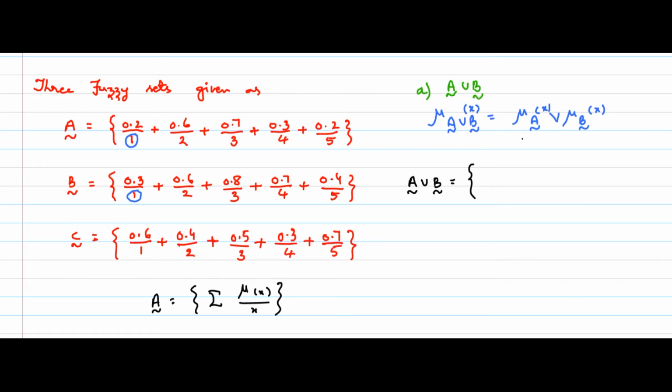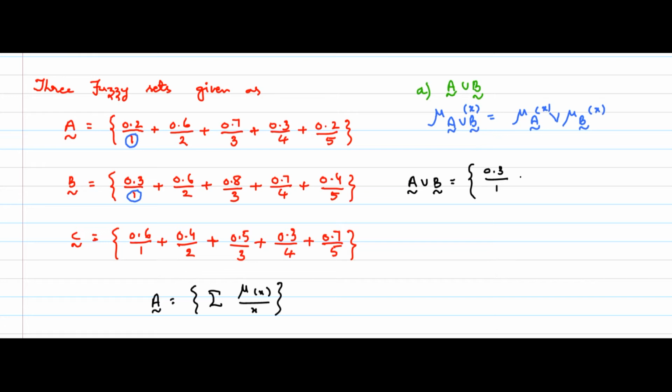So here we need to find the maximum out of these two, mu A of x and mu B of x. For corresponding x equal to 1, the value from A is 0.2 and from B is 0.3. Out of these two, the maximum value is 0.3, so I will take that 0.3 here, 0.3 divided by 1.